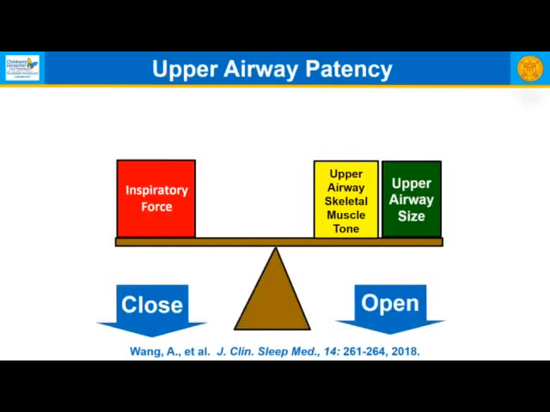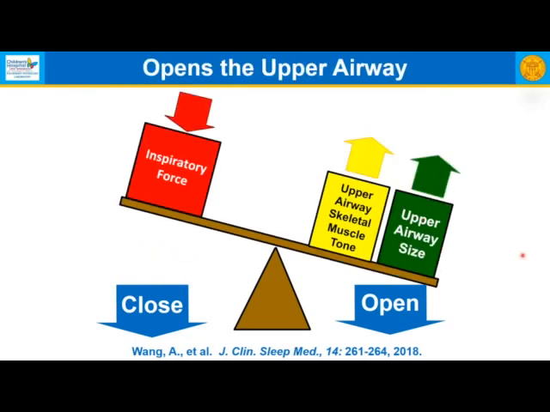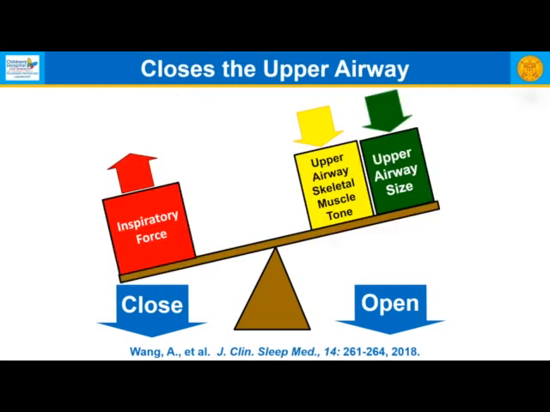So what keeps the airway open? It's basically a balance between upper airway size, upper airway skeletal muscle tone, and inspiratory force. Things that open up the airway are bigger airways, increased upper airway skeletal muscle tone, and a decrease in inspiratory force. Remember that inspiratory force is generating negative pressure, which tends to collapse the airway. Conversely, what tends to close the upper airway is a smaller airway, decreased skeletal muscle tone, or an increased inspiratory force. So these things all will tend to close the upper airway.